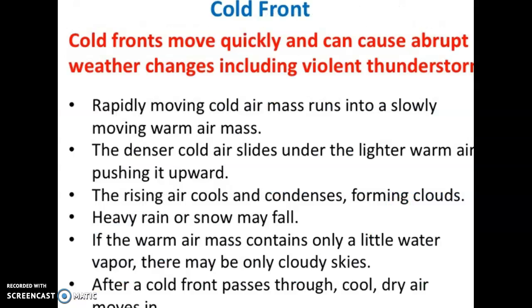Cold fronts are often fast moving, and they can cause a sudden change in weather, including sometimes violent thunderstorms. You may have heavy precipitation with a cold front, and clear, fair weather often follows the cold front.